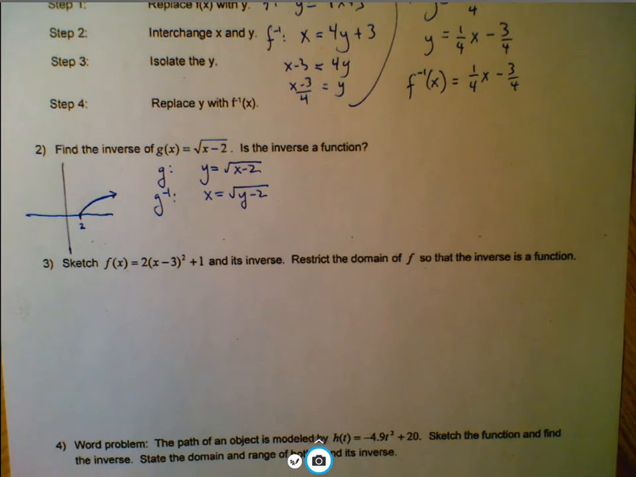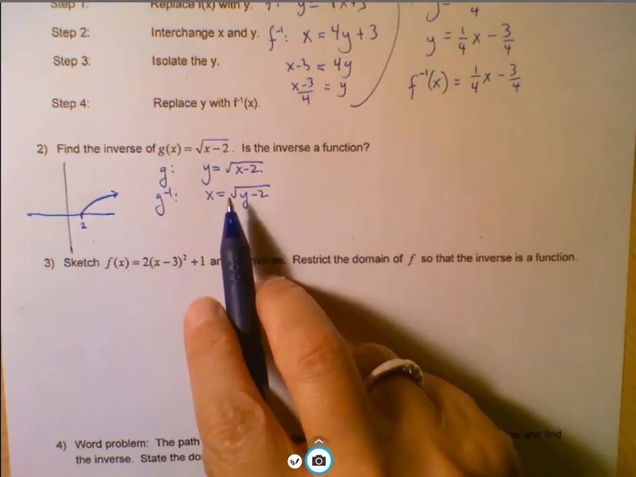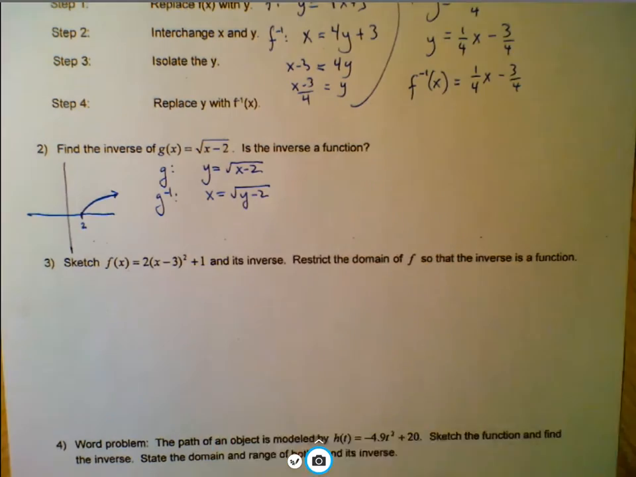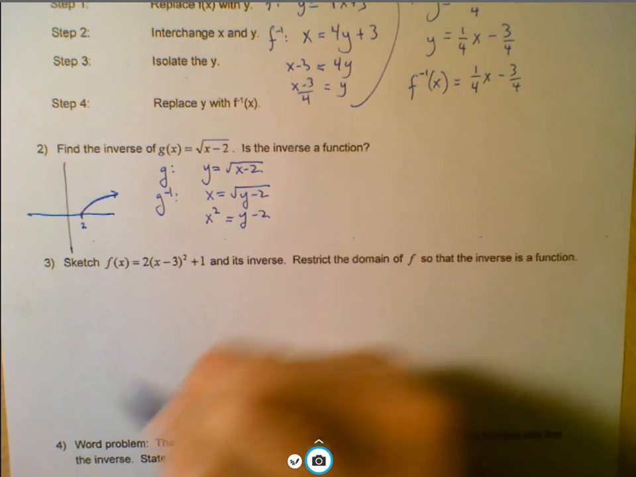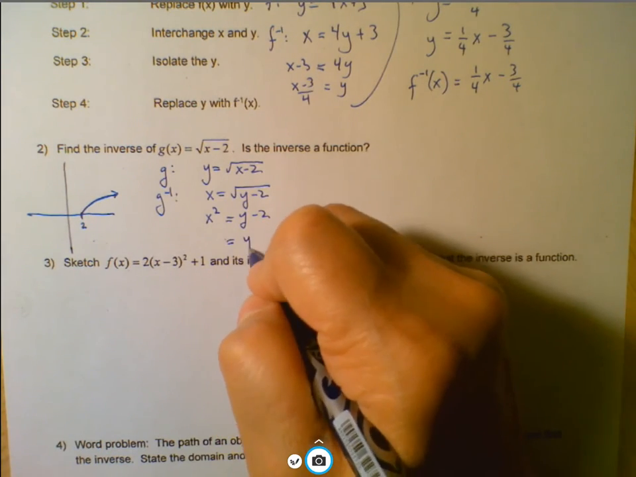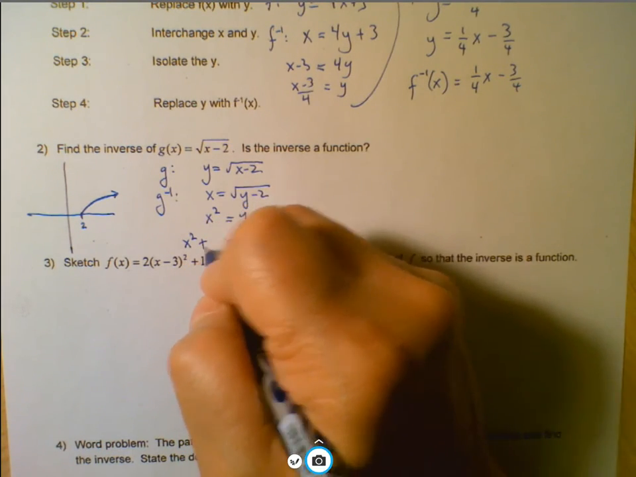Okay. Step 3, we're going to isolate the y. So how do I undo this square root? I need to square both sides. So I'm going to get x squared equals y minus 2, and then get y alone. So y equals x squared plus 2.